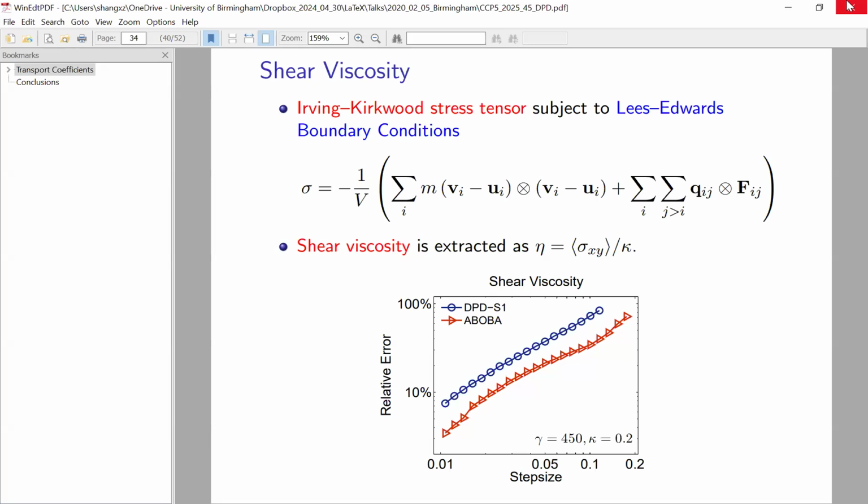Then again, this is the relative error in the shear viscosity against the step size in a log-log plot. When gamma is very large, it is more like a fluid. Again, we can see the method I propose performs better than the famous S1 method by Tony Lelièvre.